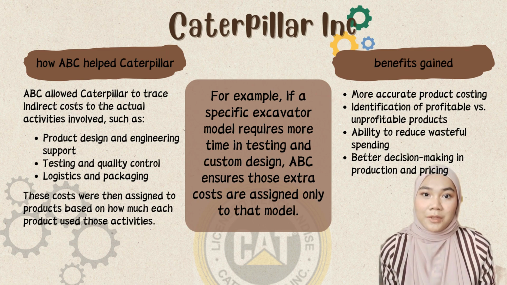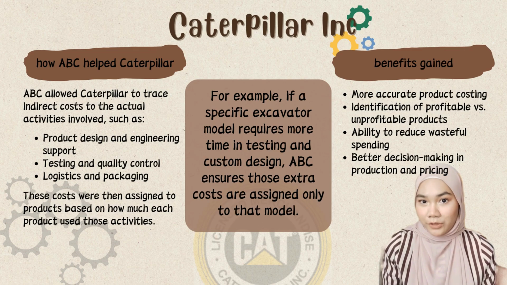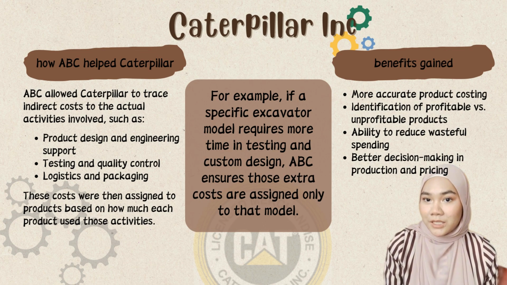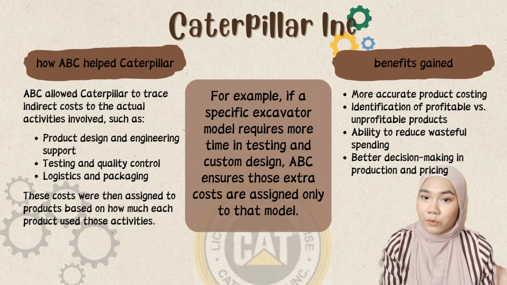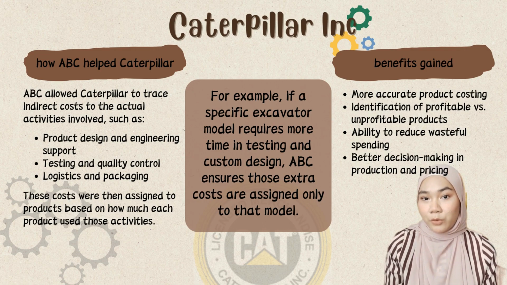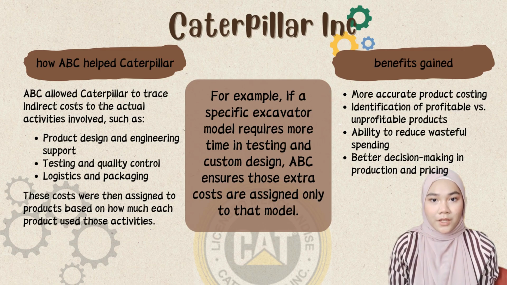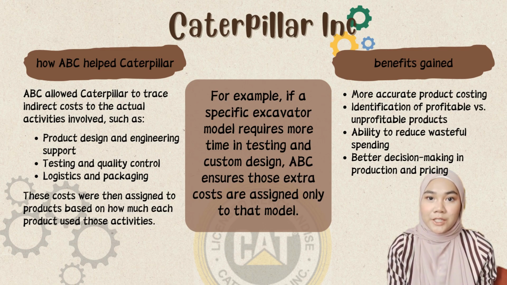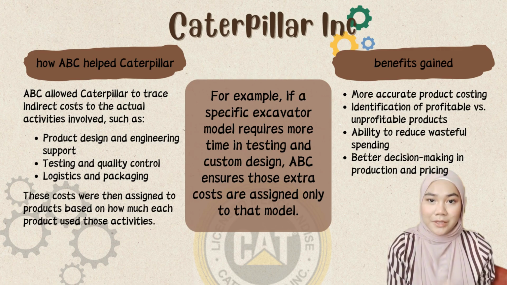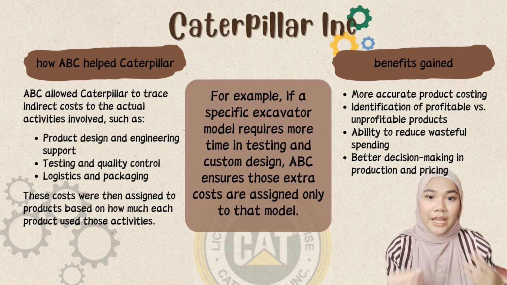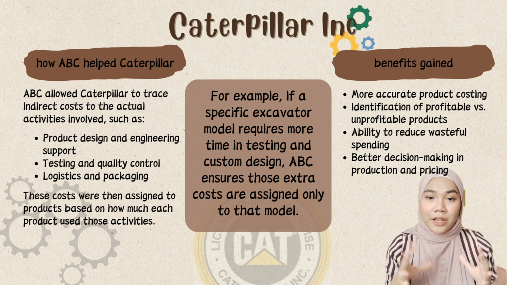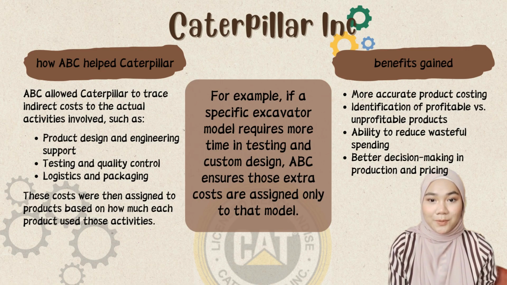With ABC, Caterpillar can know the actual cost of every product. Next, identify which machines are the most profitable, remove wasteful or unnecessary steps in production, and make better pricing decisions. For example, if one machine needs more testing and custom design, ABC makes sure those extra costs are added to that product, not just spread across all products equally.